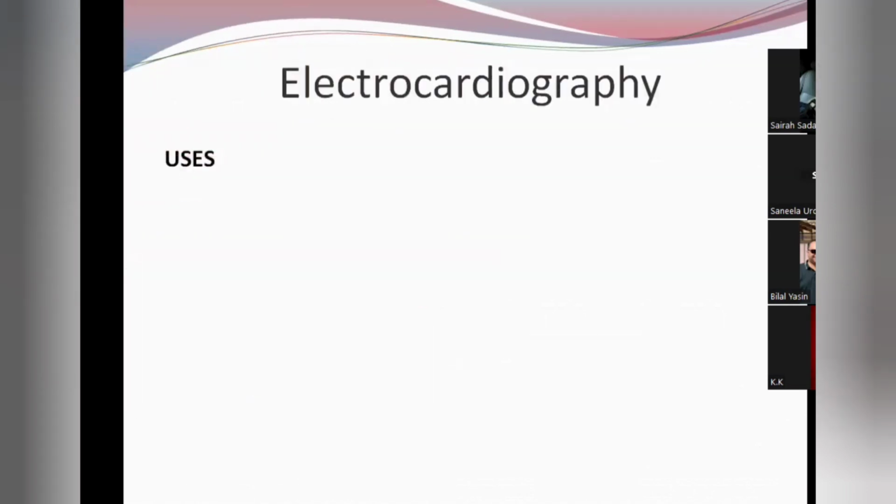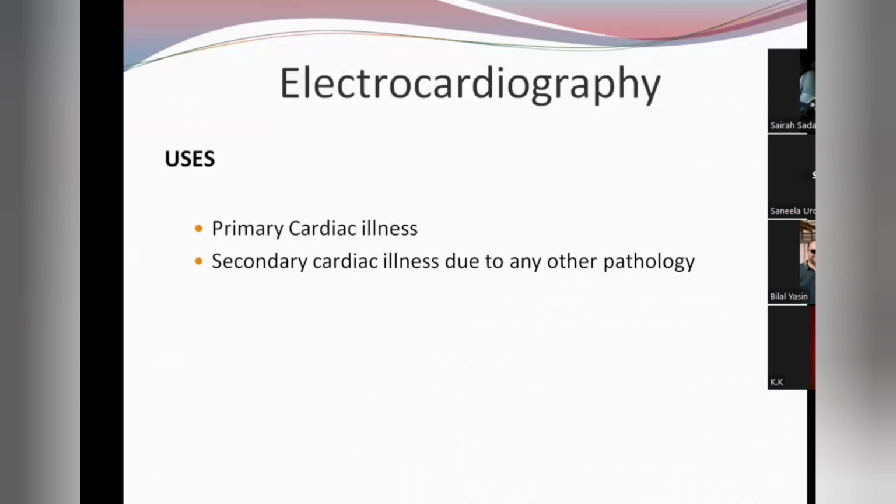Its uses, let's go through it quickly. The primary cardiac illness can be diagnosed. The secondary cardiac illness due to any other pathology, like secondary to respiratory illness, and respiratory pathology can also be identified on ECG, and then electrolyte imbalance.